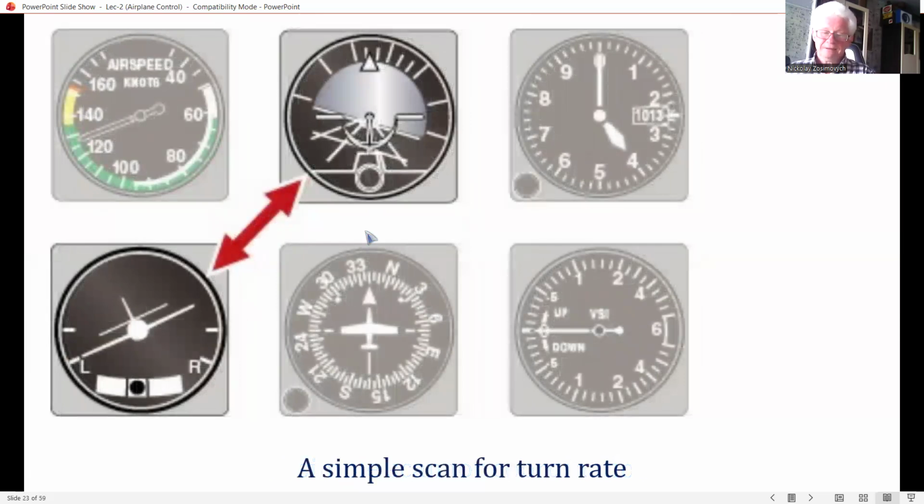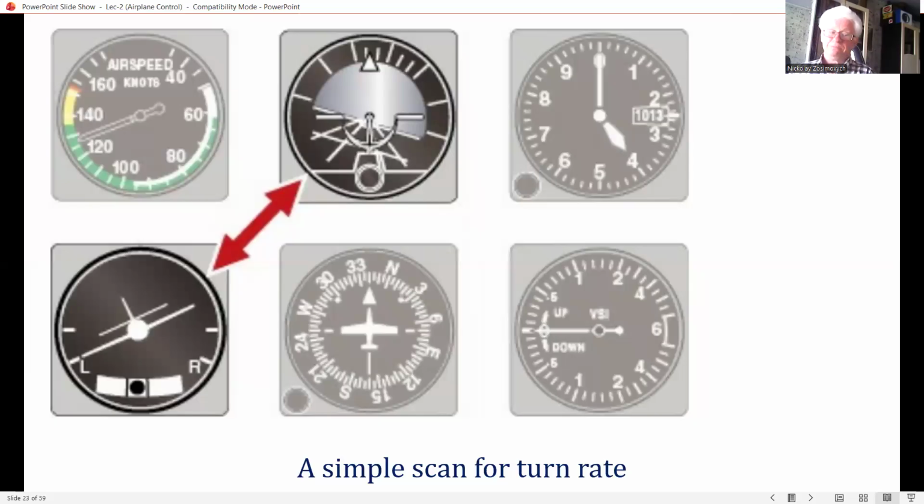Turning. A turn is entered using the AI to establish the bank angle and the inclinometer ball to confirm coordination. Additional information on the turning rate is available from the turn coordinator once the bank angle is established. The normal rate of turn in instrument flying is 3 degrees per second, known as a standard rate, and this is clearly marked on the turn coordinator or turn and slip indicator.